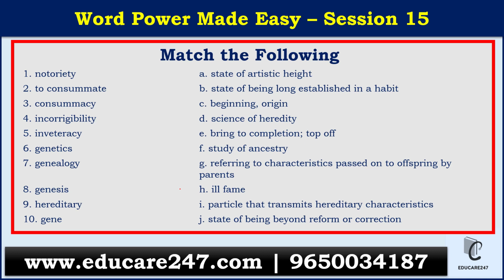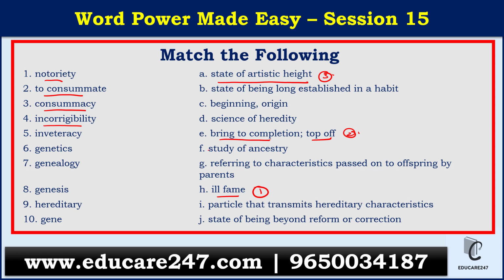I'll just start solving. So the first word we have here is notoriety, which is well known for something bad, or basically I could say ill fame. Next we have is to consummate. To consummate was to make something complete or bring something to completion or top off. This is two. Next is consummacy. Consummacy was basically being at or state of artistic height.